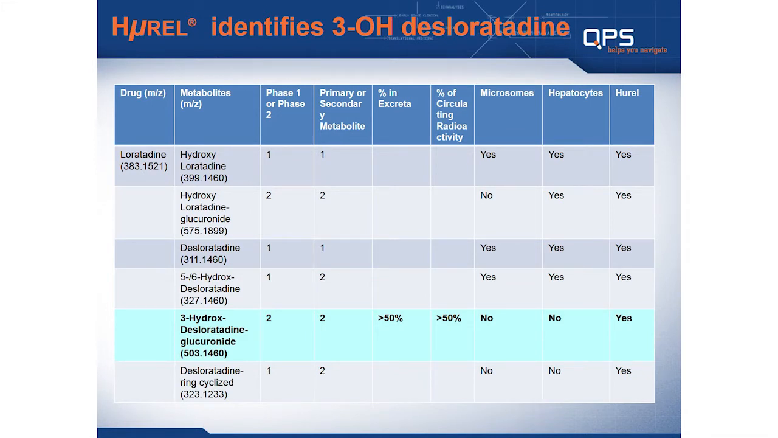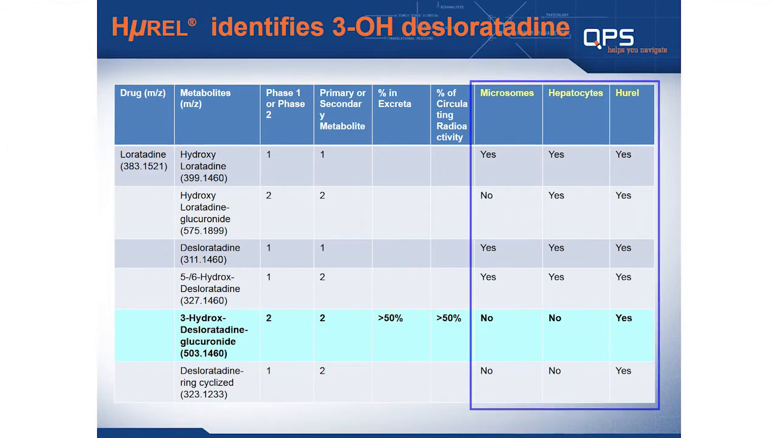3-hydroxydesloratadine. Now, if you look across the row, you can see why the FDA was concerned. 3-hydroxy is by far the major circulating metabolite. As you see on the right, the Hurel model was compared to the 2 industry standard in vitro models, microsomes and a conventional plated monoculture of primary hepatocytes.